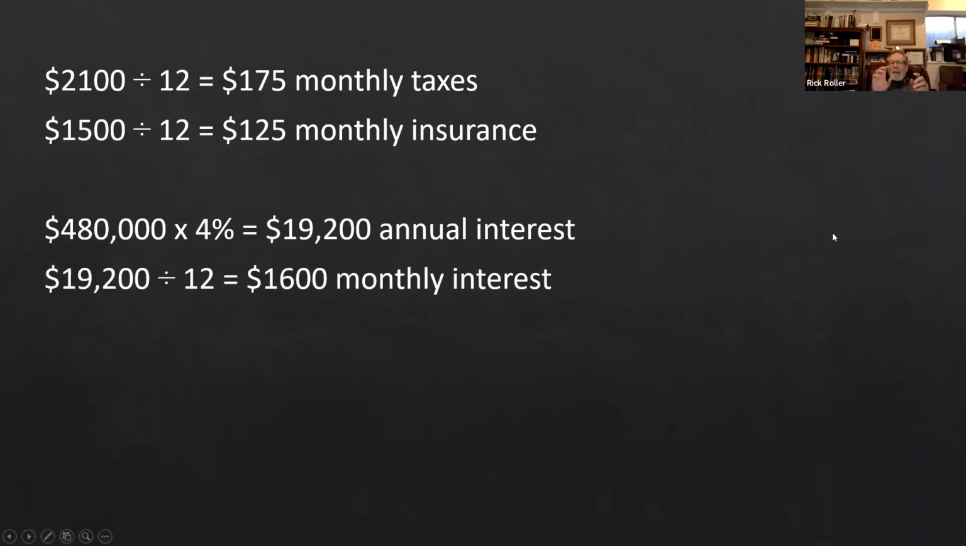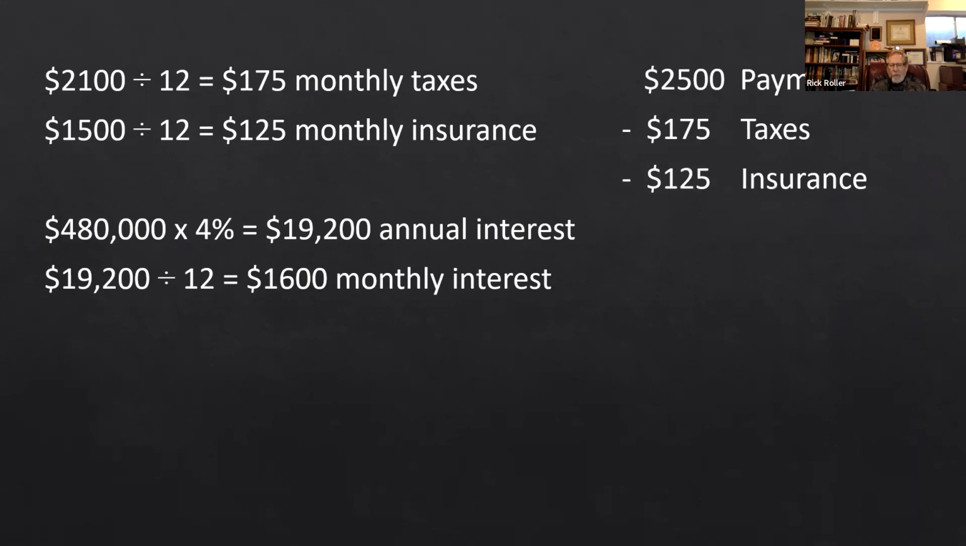Now, we know what the first payment was. They gave us that in the problem. But let's add up these other expenses here so we can figure out what the principal reduction did. It was a $2,500 payment. So what is a principal reduction? Well, let's take off these other figures. We know we have to take off the taxes, $175. We know we got to take off the insurance, $125. And we know we got to take off the interest for that first payment, $1,600.